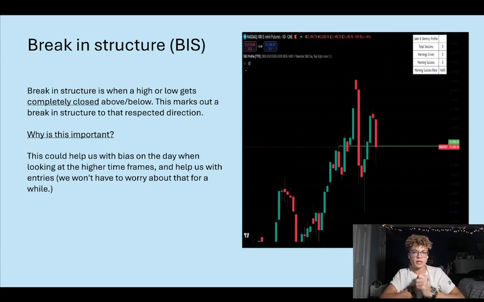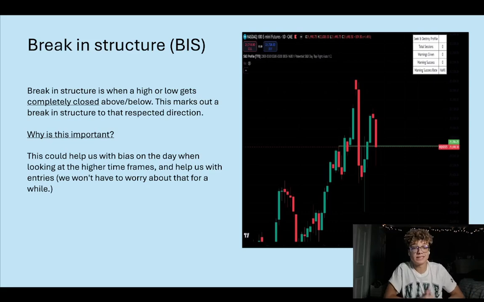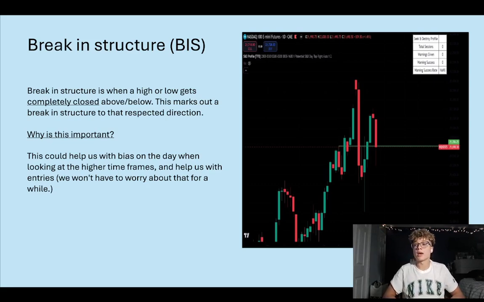And then this moves us right into break of structure. So break of structure is when a higher low gets completely closed above or below. And this marks out a break in structure, and that marks out an area where price is probably going to continue to move. And this is definitely prominent on the higher time frames. So a 1 minute break of structure will never be as strong as a 1 hour break of structure or a daily break of structure. And I remember making this screenshot right here. This was on the daily time frame.